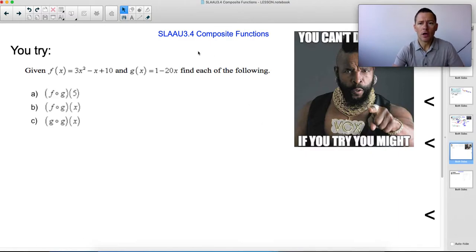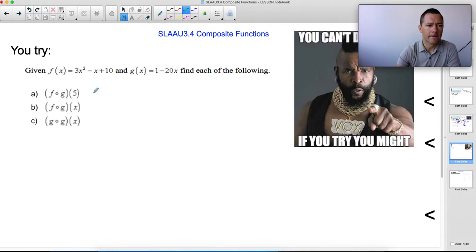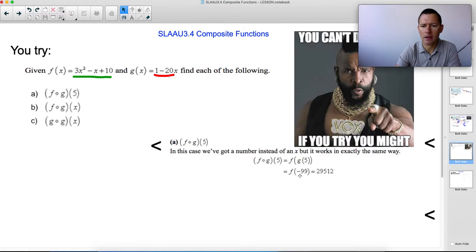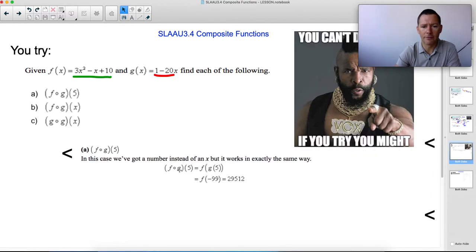Cool. So pause me, you try this, and see if you can find f of g of 5, f of g of x, g of f of x. Give it a shot. All right, so this is f, this is g. Here's f of 5.